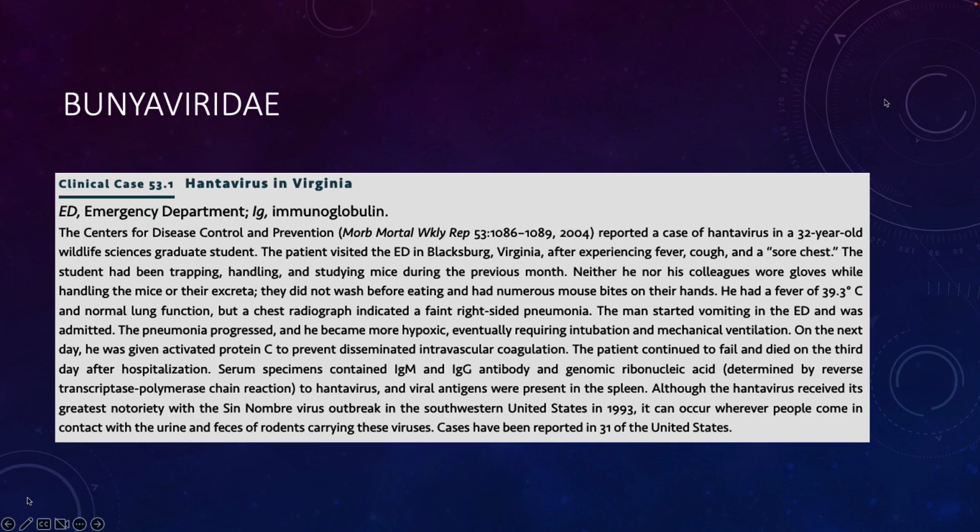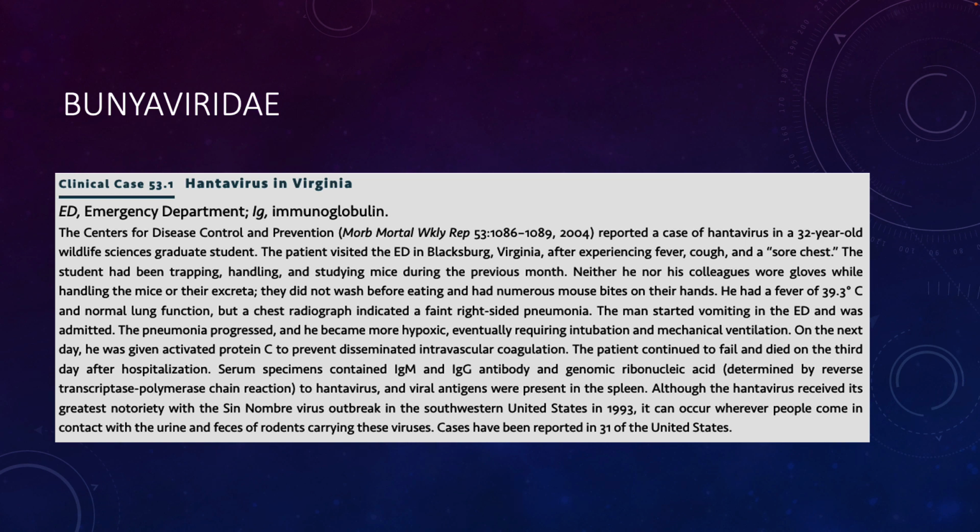So this is a case of hantavirus in Virginia. The CDC reported a case of hantavirus in a 32-year-old wildlife sciences graduate student. The patient visited the ER in Virginia after experiencing fever, cough, and a sore chest. The student had been trapping, handling, and studying mice during the previous month. Neither he nor his colleagues wore gloves while handling the mice or their excreta, so their feces or urine. They did not wash before eating and had numerous mouse bites on their hands. This is a total failure here.